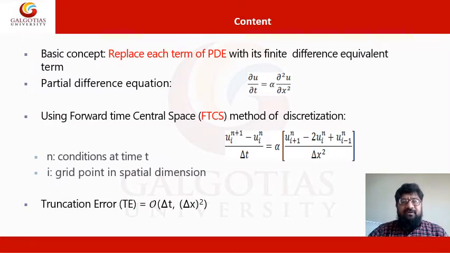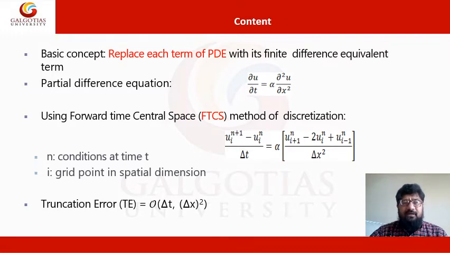So basically what we have learned till now is that discretization is the crux of CFD. What is discretization? Discretization is replacing the derivatives with some equivalent term. In finite difference, we replace every derivative, whether it is a time derivative or a space derivative, with some equivalent algebraic formula.